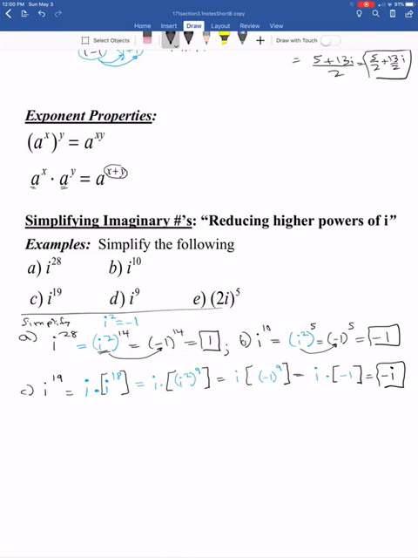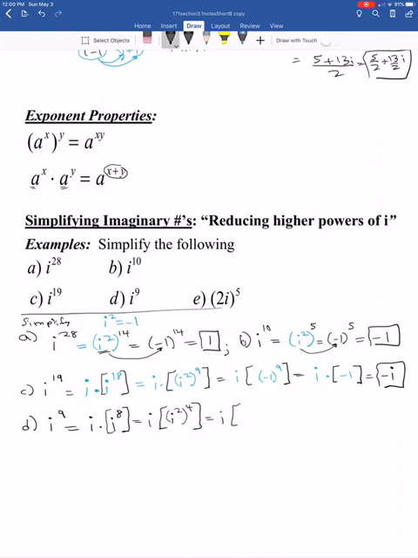So let's do another example, similar. Let's do the same thing with D. Let's reduce i to the 9th power. Well, i to the 9th power is the same thing as saying i times i to the 8th. So factor out an i. And then we can reduce i to the 8th power. i to the 8th power is the same thing as saying i squared, 2 times 4 is 8. As we reduce that, what is i squared? i squared is negative 1.